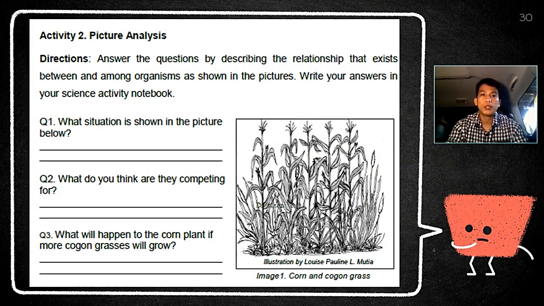Activity 2, Picture Analysis. Direction: describe the relationship that exists between and among organisms as shown in the picture. So the illustration shows a corn and a cogon grass. What will happen to the grass or the corn if one of them grows much bigger, or if the cogon grass grows much bigger than the corn? Write your answers in your science activity notebook. So there are 3 questions here.